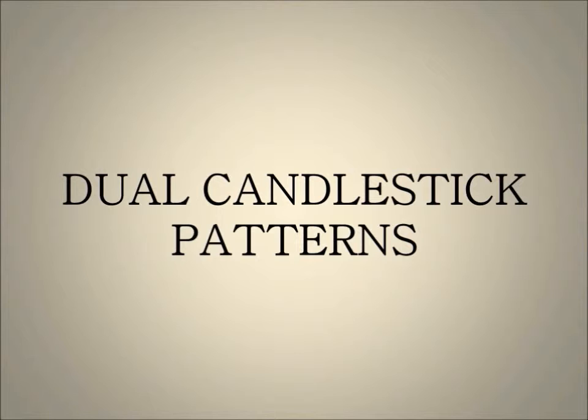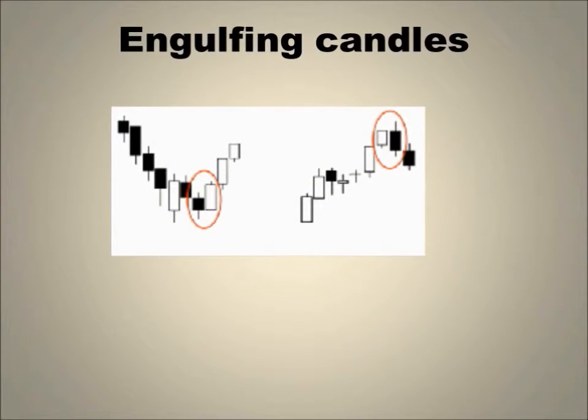Now, let's talk about dual candlestick patterns. Here we have an engulfing candle. Engulfing candle means the candle that comes after is bigger and takes over the body of the previous candle. Here we have a black candle and a white candle inside this circle that I drew. Notice that the white candle's body completely covers the black candle's body.